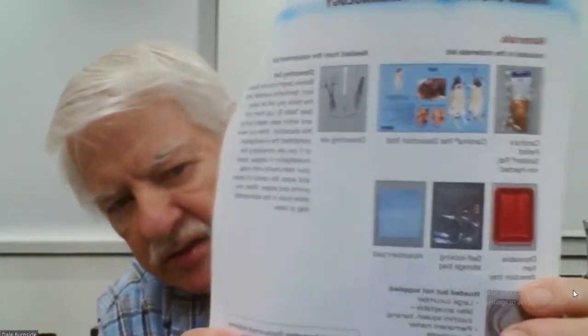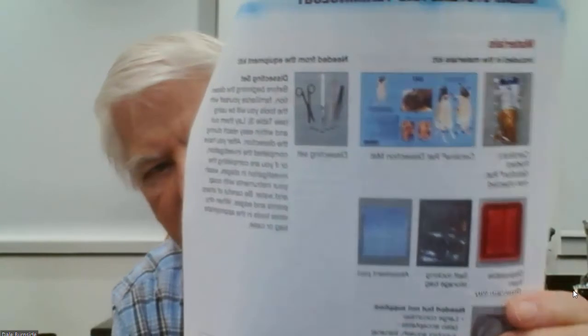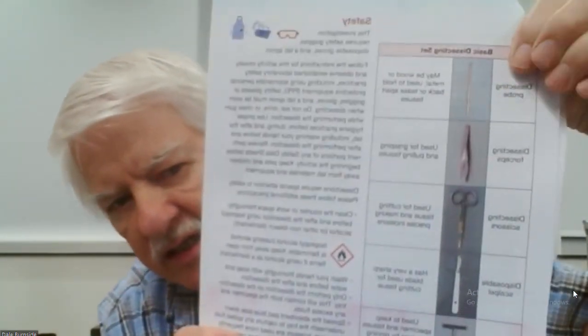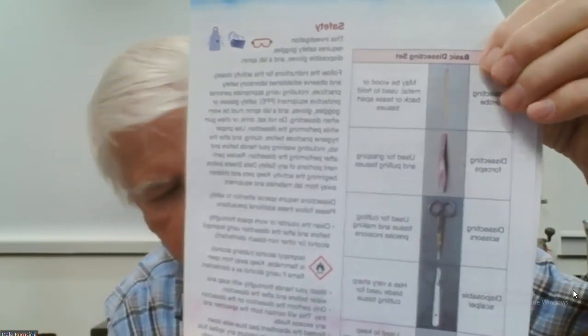Here's the organ systems, the chart on the organ systems. Now this is in that Carolina text that they supplied to us, but you can find it many other places. There's a video coming up on the dissection of the rat, and there's some information about that in here, about safety and about the dissection tools.